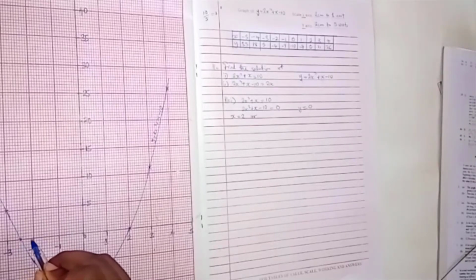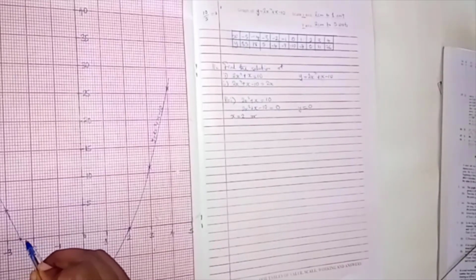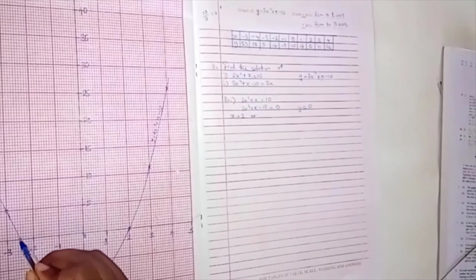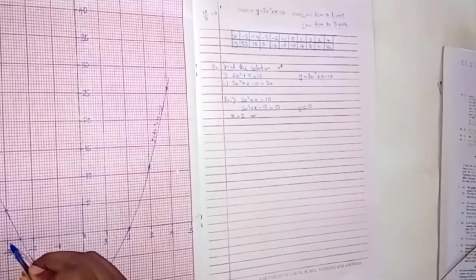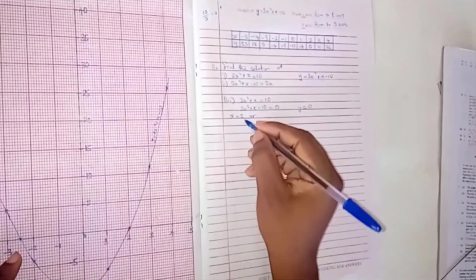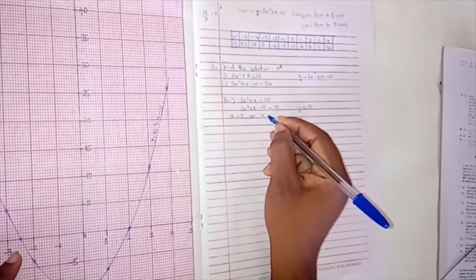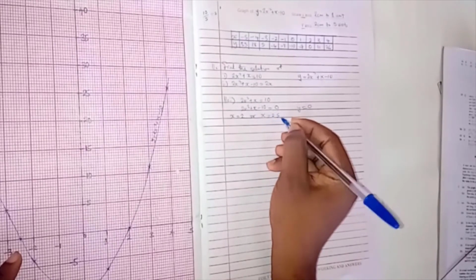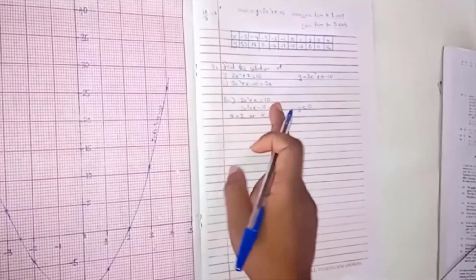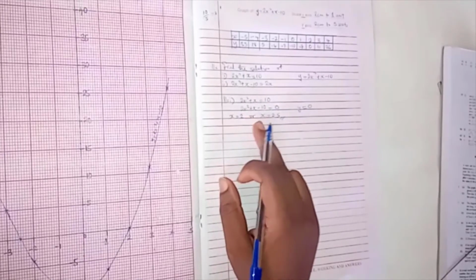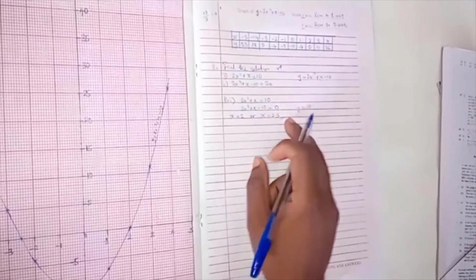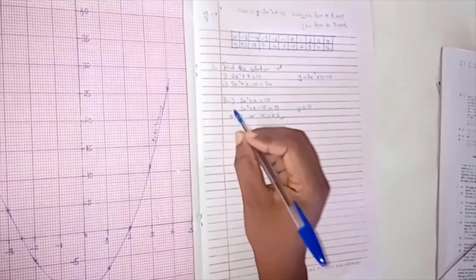This is like saying 2.1, 2.2, 2.3, 2.4, 2.5, 2.6, 2.7, 2.8, 2.9, and 3. So it cuts here at 2.5. So x is equal to 2, or x is equal to 2.5. So this is the solution of this equation. x is equal to 2, or x equal to 2.5.